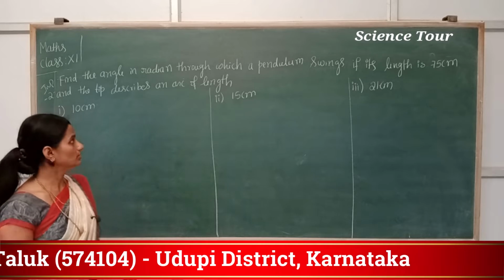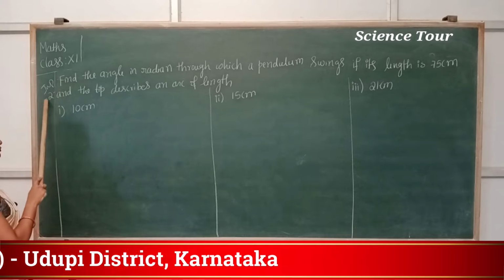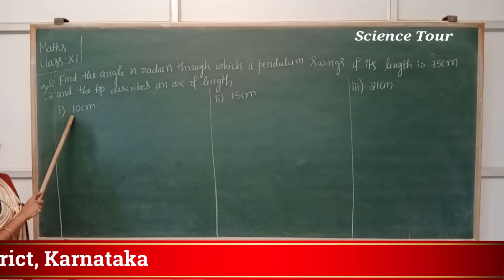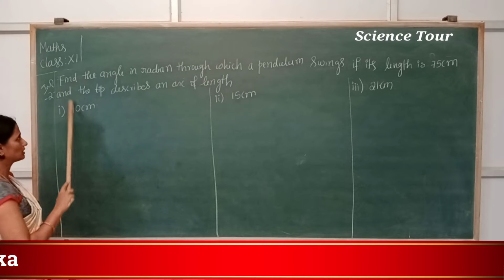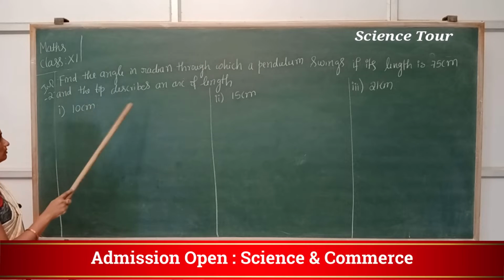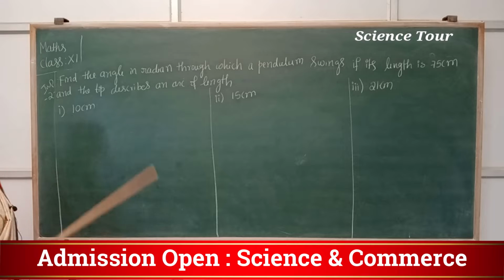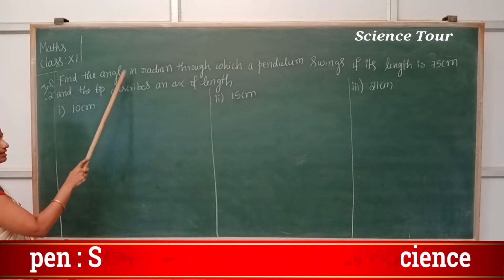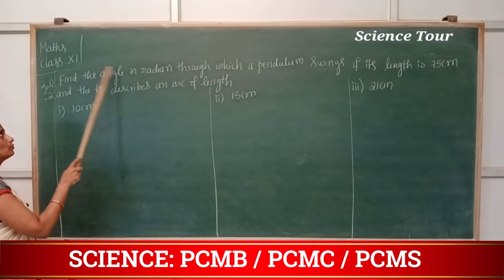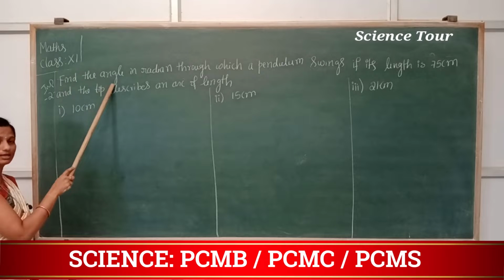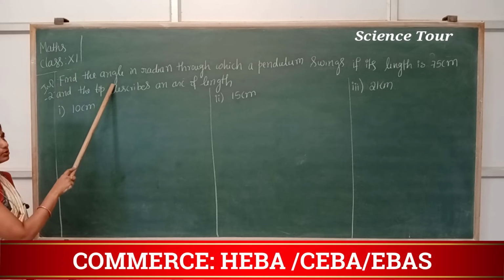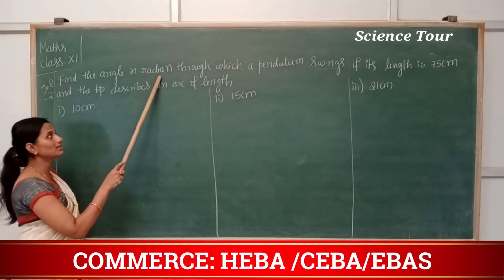The next question, an important question for 2 marks. Maybe this question or that one is important. There are 3 sub questions, so one question is important for 2 marks. Find the angle in radian. So what to find here? Find angle means theta is equal to. In which unit? In radian.